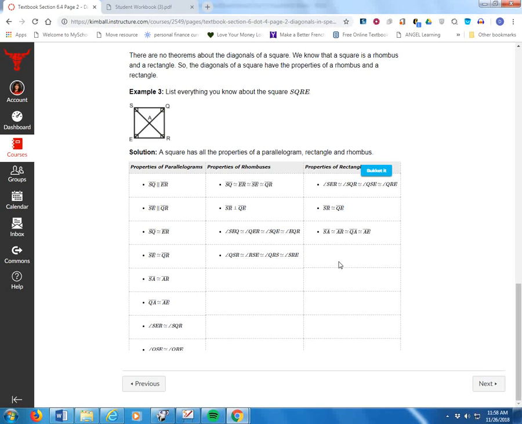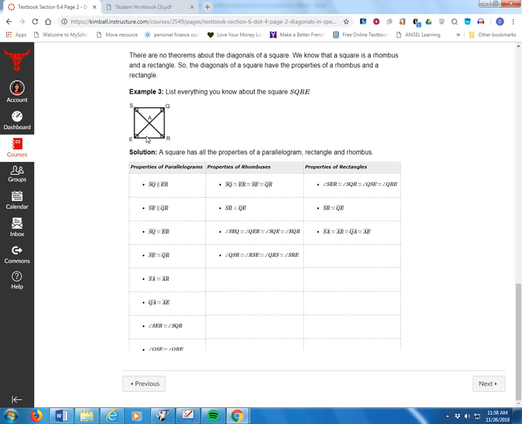Now if we look at a rhombus, SQ, ER, SE, and QR are all equal. So all the sides are equal to each other. The two diagonals come together at a 90, or perpendicular to each other. So that's what this means. SR is perpendicular to QE. The opposite angles are equal. And it does bisect the corners in the rhombus. That's where angle SEQ and that angle are equal. So it does bisect those corner angles.